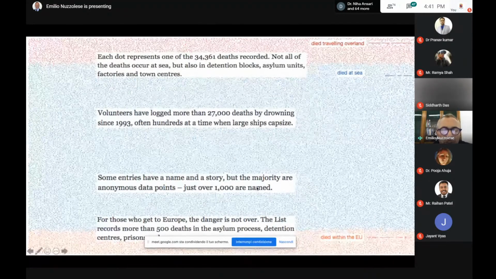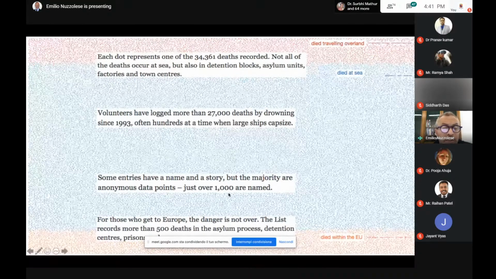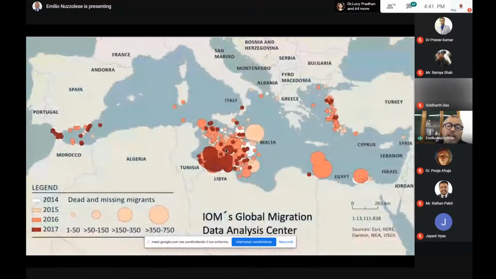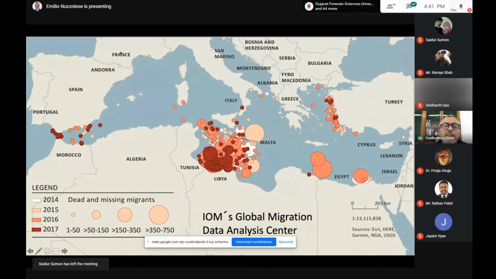Just over 1,000 of these over 34,000 migrants have been identified. Just over 1,000 have a name out of 34,361. And this is an issue because this is the hot area where you can see people are trying to reach Italy and the European border by boat. And of course, I've been experiencing some of these situations where you need to perform a post-mortem autopsy on dead migrants.